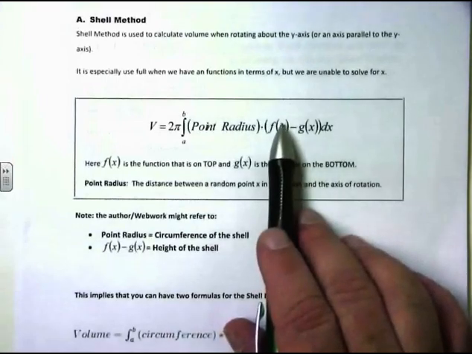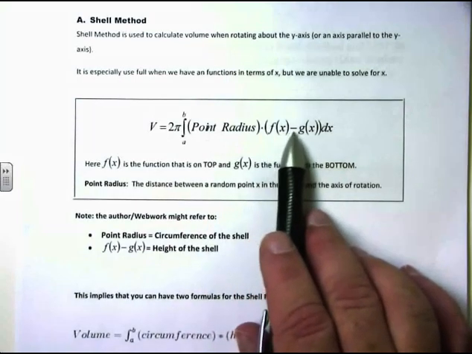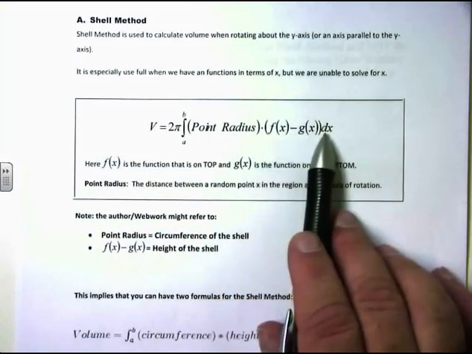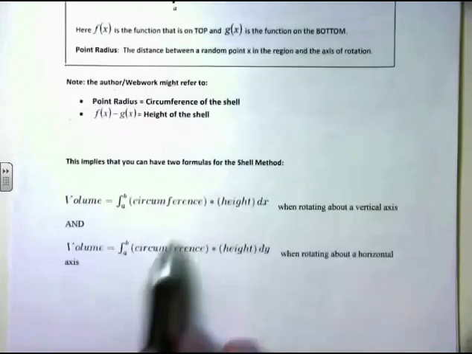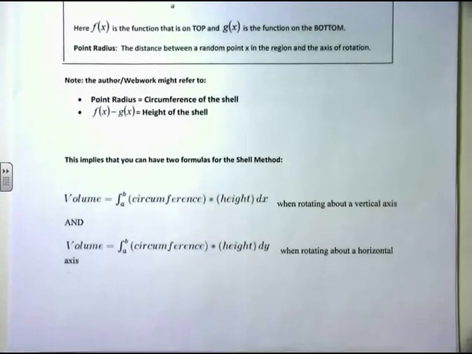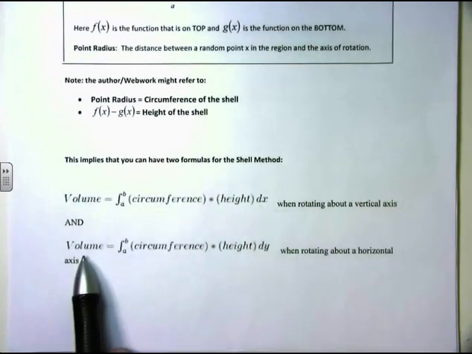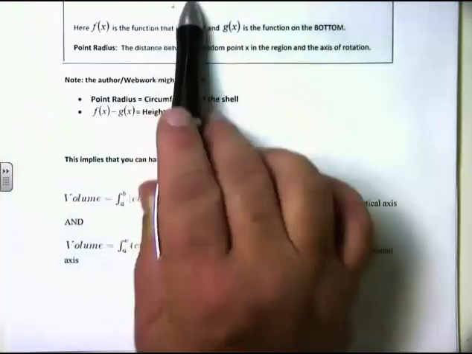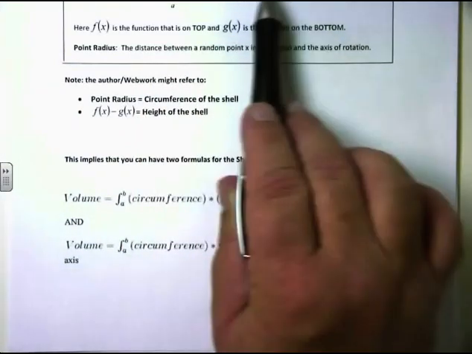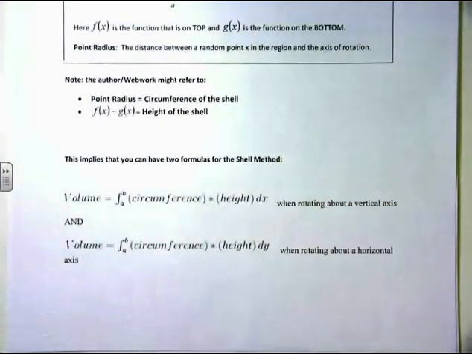And of course, I could take this formula and write 2 pi times an integral from c to d of the point radius times f of y minus g of y dy. The function will be in terms of y, and that means I'm going to be rotating around the x-axis if I'm using the shell method. So there are actually two different formulas here. Volume equals the integral from a to b of the circumference times the height dx, and volume equals the integral from c to d of the circumference times the height dy. The circumference is the 2 pi r we were talking about, and the height is f of x minus g of x if I was doing dx, or f of y minus g of y if I was doing dy.